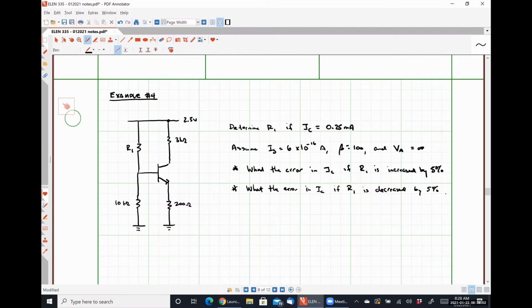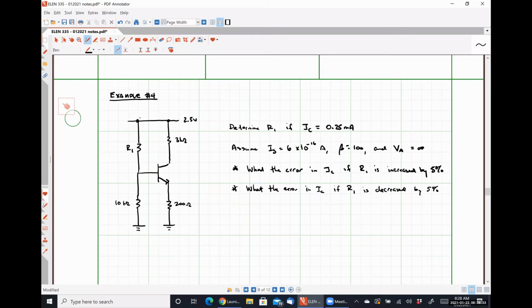by 5%. So the argument for using this particular scheme for biasing is that we should see a lower error, right? So while 1% variation in a resistor value earlier generated a 36% change in the collector current, let's see if it's smaller. All right. So how are we going to go about determining R1 for a known collector current?